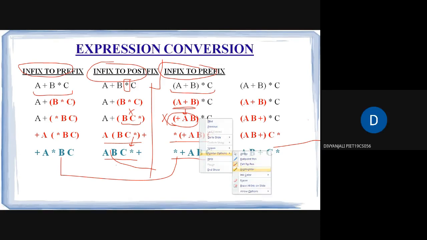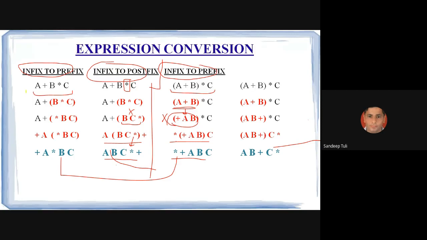The equation is the same, plus A plus B minus multiply C, A plus B multiplied C. But by simply putting brackets, we are getting different results. That is what I want to convey. On the same postfix, the expression is the same, but while I am putting some brackets somewhere in the expression, the result is changed. Here it is A plus B multiplied C plus, here it is A B plus C multiplied.